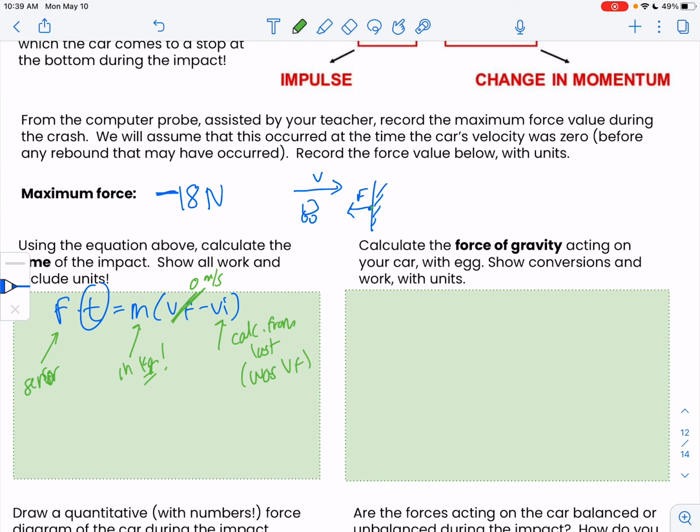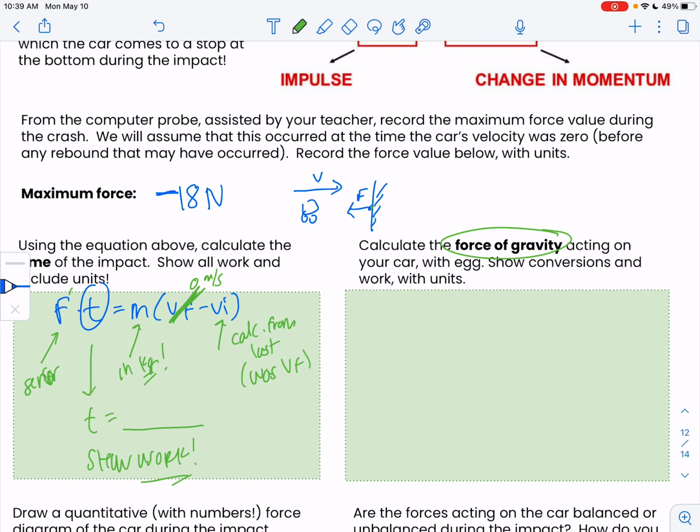So then you need to crank out these calculations and show that the time equals whatever, and show the work and include units. I'm just going to let you figure that out because I don't want to do the whole entire thing for you. But VF is going to be 0, so you're going to plug in your F from the sensor, your mass, and your VI.